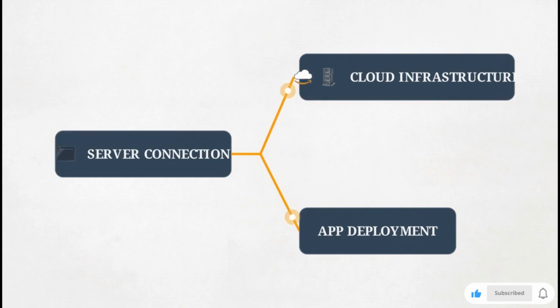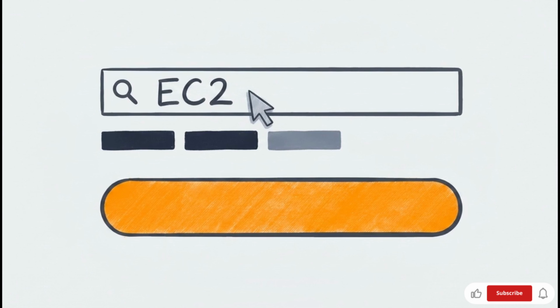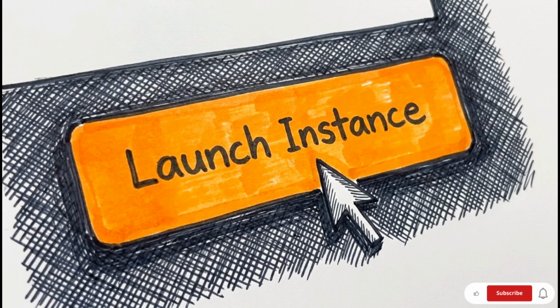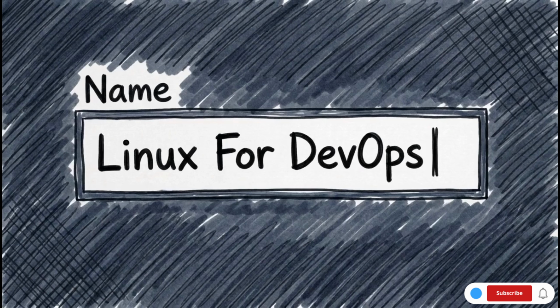Let's get started. First, log into your AWS console. In the top search bar, type EC2. This stands for Elastic Compute Cloud, Amazon's service for creating virtual servers. Click Launch Instance to begin building your machine. We need to give our server an identity. Under the name field, type Linux for DevOps.